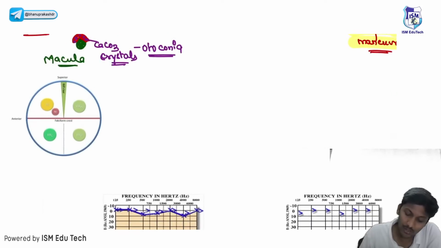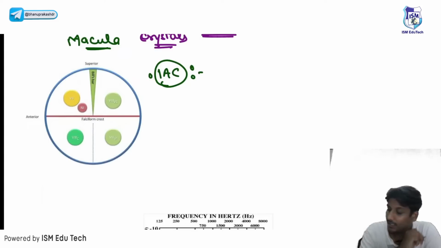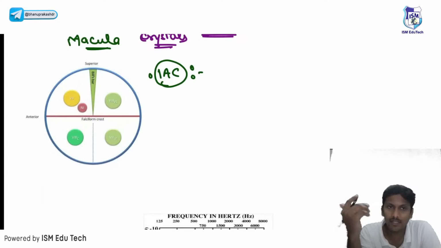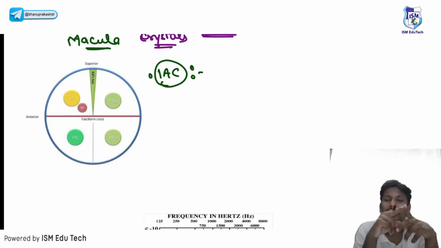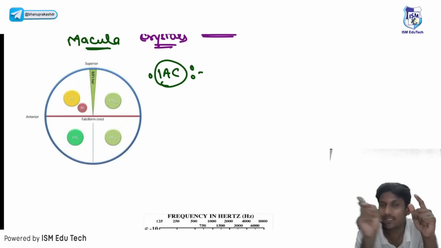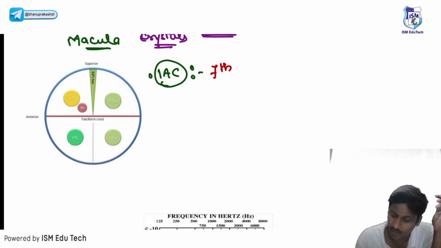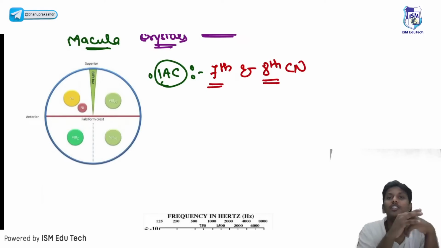Next, this is your IAC. What is IAC? Internal auditory canal, also known as the internal acoustic meatus. The IAC is a connection between the inner ear and the cranial cavity. One nerve comes into the inner ear, the other goes into the cranial cavity. These 2 nerves passing through the internal auditory canal are the 7th and 8th cranial nerves, that is, the facial nerve and the vestibulocochlear nerve respectively.